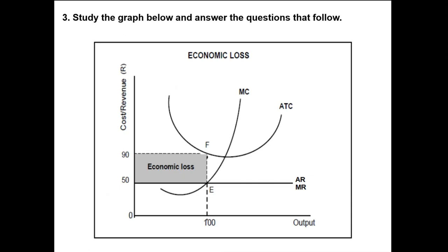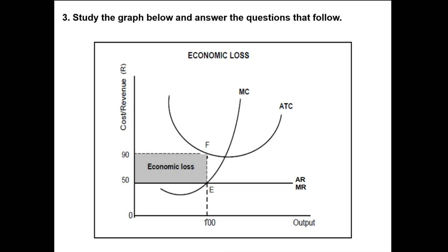When you are answering questions or when you study perfect or imperfect markets, what is important is the position of the average cost curve. Okay. So you also need to know that your marginal cost curve will intersect with your average cost curve at its lowest point, or the minimum point. This is the ATC, average total cost curve. So at its lowest point, it intersects with the marginal cost curve, right?